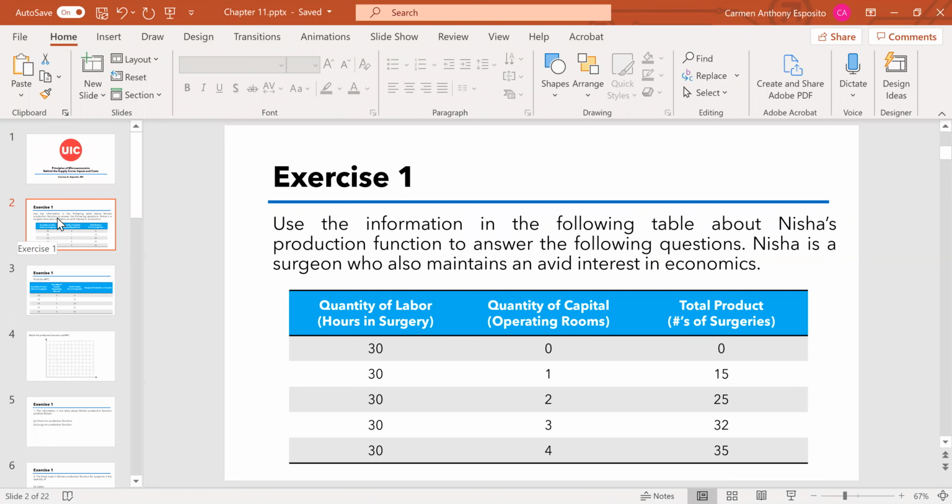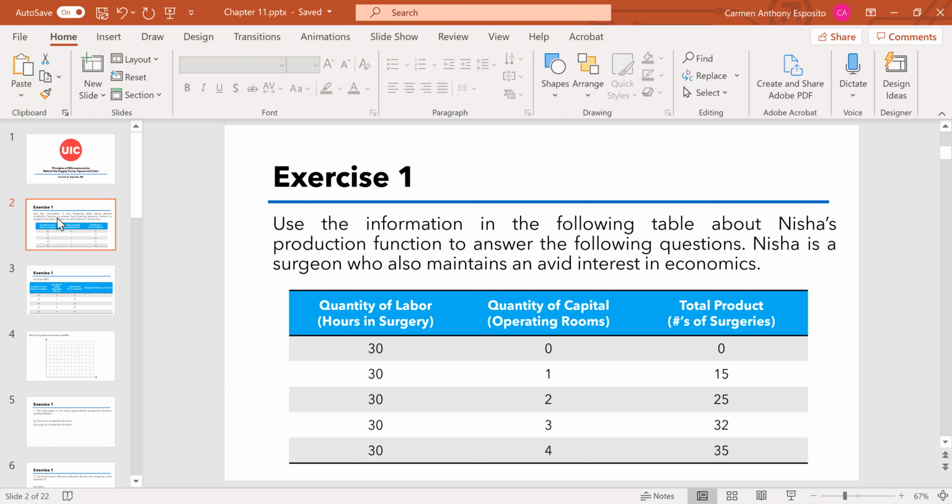And here in this first exercise, you're given some information about Nisha's production function, and we need to answer the following questions. Here, Nisha is a surgeon who maintains an avid interest in economics. So let's see what's happening.